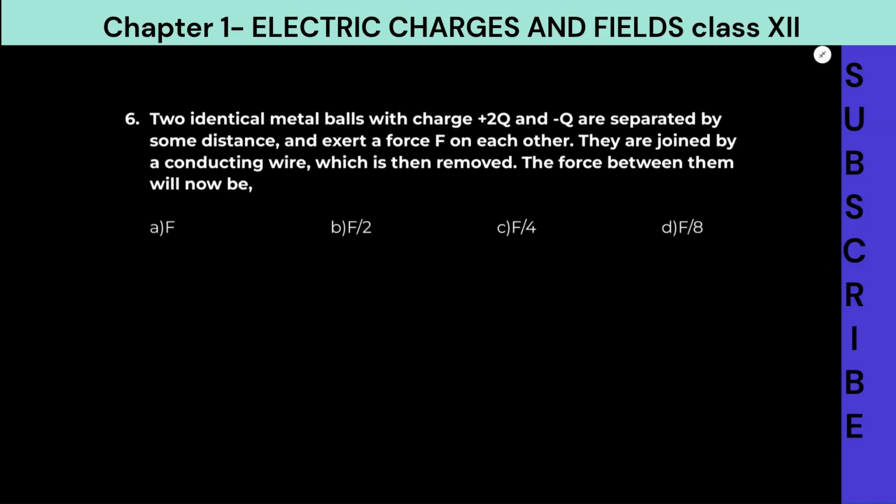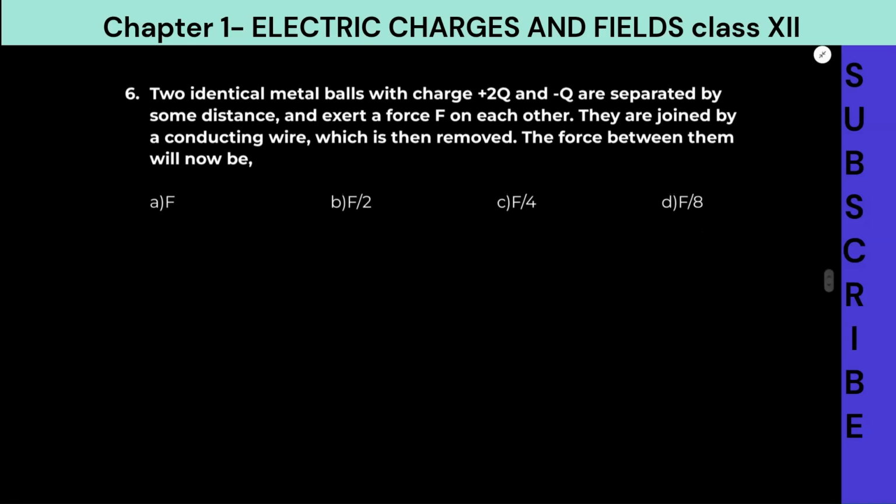Question number 6 says, two identical metal balls with charge. Okay, let's make a rough diagram. So, this is a metal ball, charge 2q, another one with charge minus q, separated by some distance. If they are saying some distance, let's assume it r, you can assume anything. I am taking r, and they exert force F on each other.